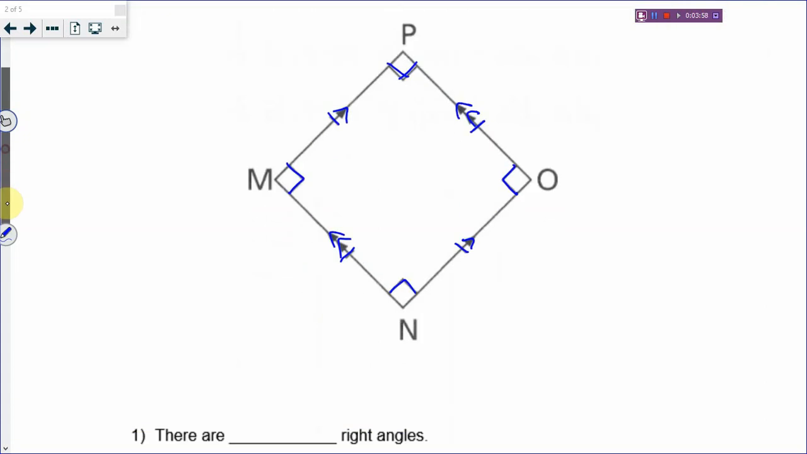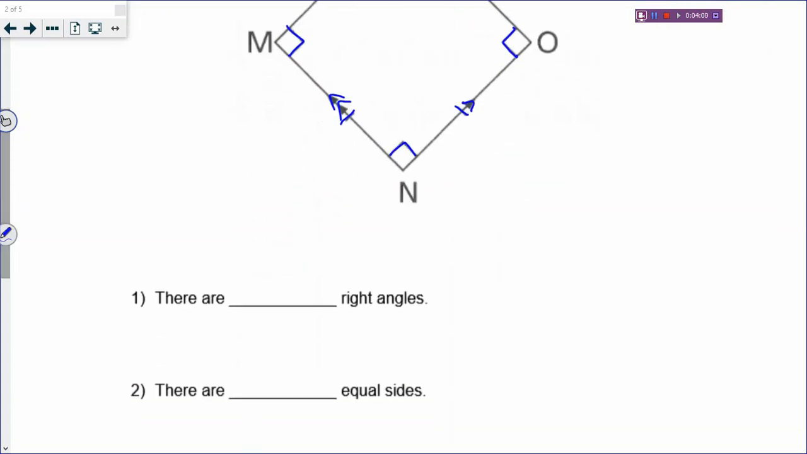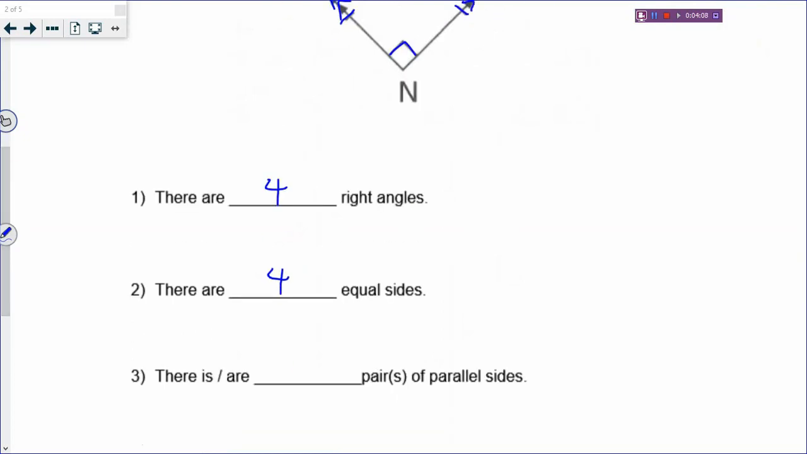Now let's go to the question. How many right angles are in the square? There are 4. How many equal sides? There are 4 equal sides. And how many pairs of parallel sides? There are 2 pairs of parallel lines.